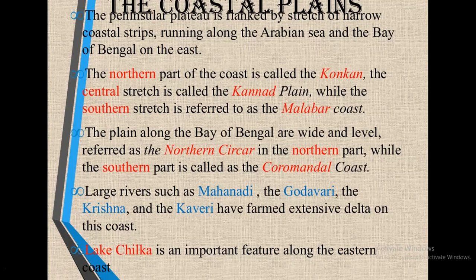The northern part of the coast is called Konkan. You must have heard about Konkan Railways. So this is the northern part of the coast. The central stretch is called the Kanara Plain, while the southern stretch is referred to as the Malabar Coast. The plains along the Bay of Bengal are wide and level, referred to as the Northern Circars in the northern part, while the southern part is known as the Coromandel Coast. So the coastal plains are divided into two: western coastal plains and eastern coastal plains.